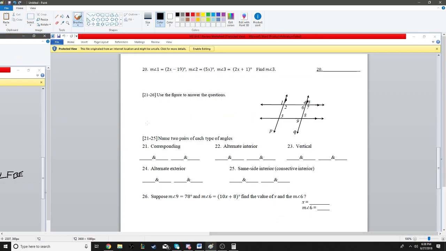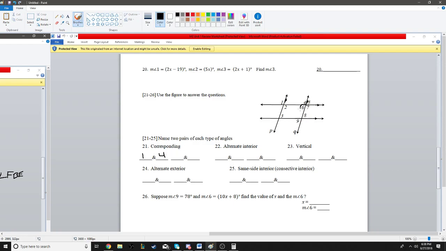Okay, use the figure to answer the question. Name two pairs of each type of angle. Corresponding means same spot. So angle 1 is on the top left of this intersection, and angle 4 is in the top left of this intersection. So it'd be 1 and 4.